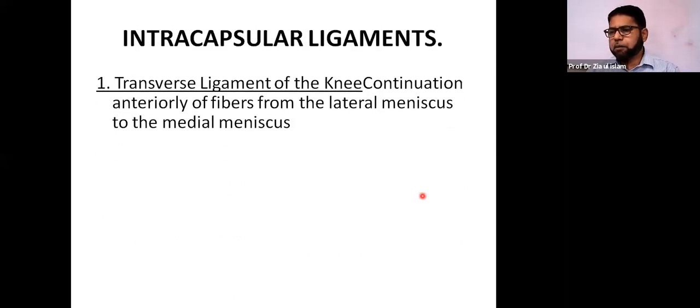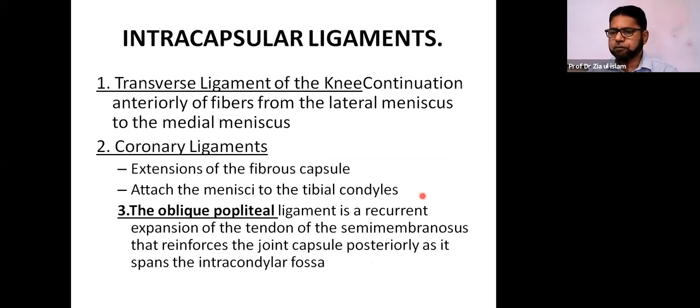Then the transverse ligament of the knee is a continuation of the anterior fibers of the lateral meniscus to the medial meniscus. It is an extension between the menisci, so here it has no great importance. We sometimes call it the transverse ligament of the knee. It is a continuation of the fibers of the menisci which attach anteriorly with each other.